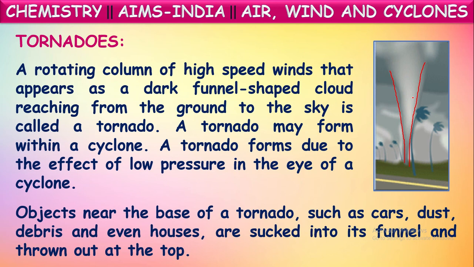Objects near the base of the tornado, such as cars, dust, debris, and even houses, are sucked into its funnel and thrown out of the top. So sometimes trees are uprooted, and objects at the root of this tornado may be blown away, sucked into this funnel, and after reaching a certain height, they are thrown away. So in this way, these tornadoes may also cause damage to our surroundings.